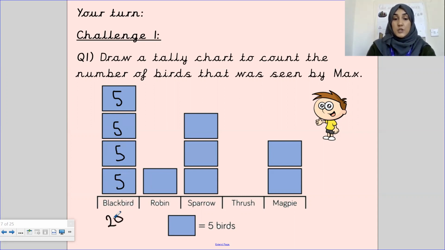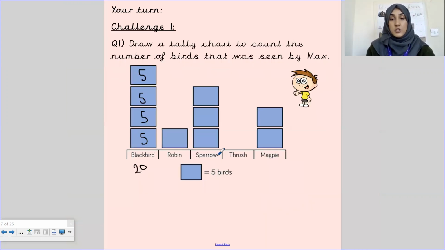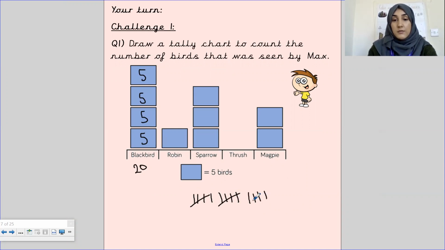Now, if we were to do a tally chart, I'm just going to show you how to do the tally marks. It would be 1, 2, 3, 4, 5. 1, 2, 3, 4, 5. 1, 2, 3, 4, 5. So I've got 5, 10, 15. 1, 2, 3, 4, 5. I've got 20 altogether. And I would write blackbird here.